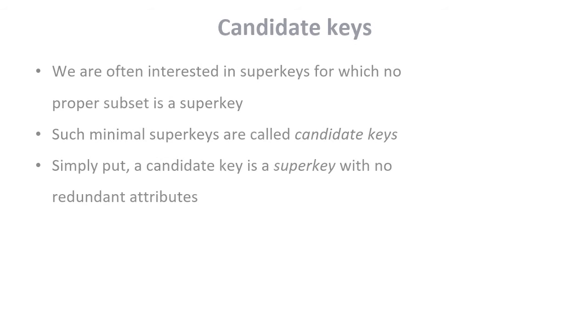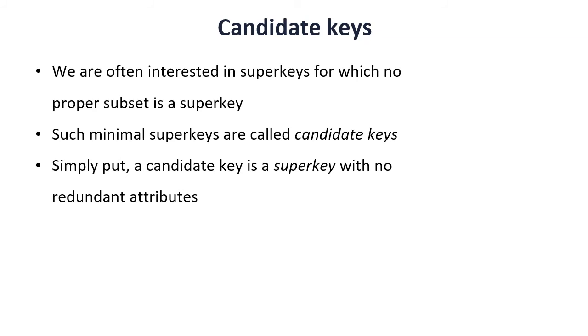Now, we are often interested in superkeys for which no subset is also a superkey. And such minimal superkeys are called candidate keys. Simply put, that means a candidate key is a superkey with no redundant attributes. So it's the minimum superkey.